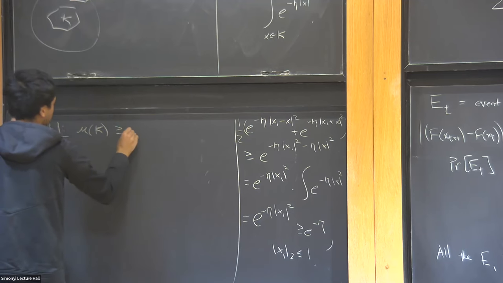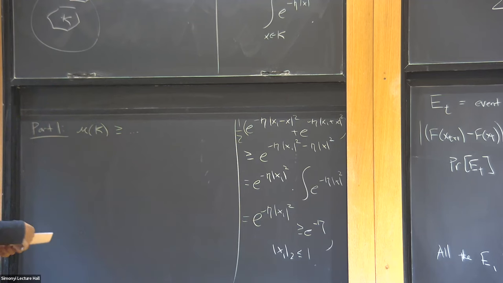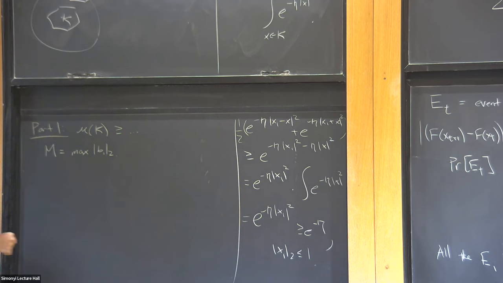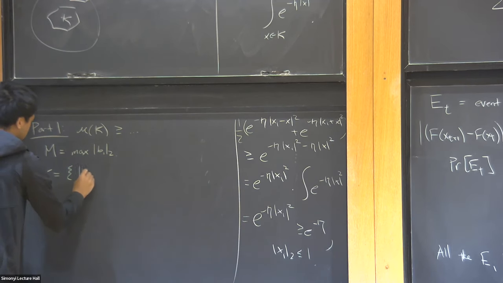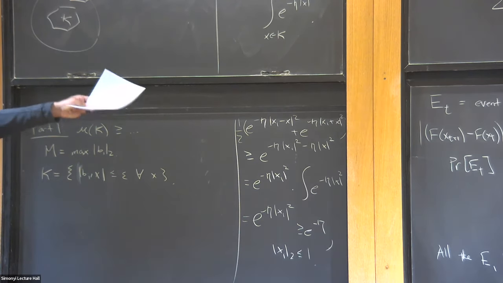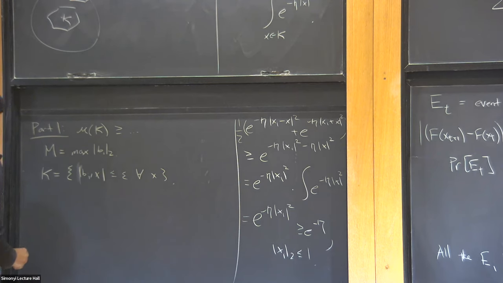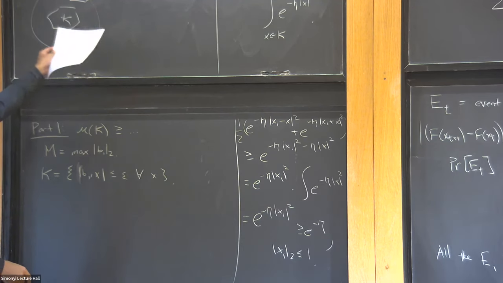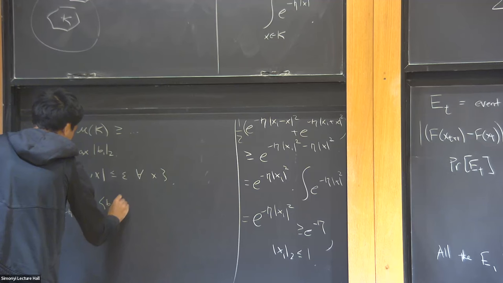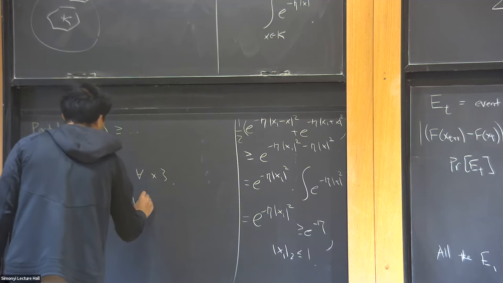Okay, so now let's go back to part one, bounding mu of k being at least something. For this, let M be the max of the 2 norms of the b_i. And recall what K was: K was the body where b_i dot x was at most epsilon for all x, and epsilon is going to be that quantity over there. So basically by a Gaussian tail bound, x is from that Gaussian. What is the mass of K? What is the probability that, with x drawn from e to the minus eta x squared, b_i dot x is greater than epsilon?